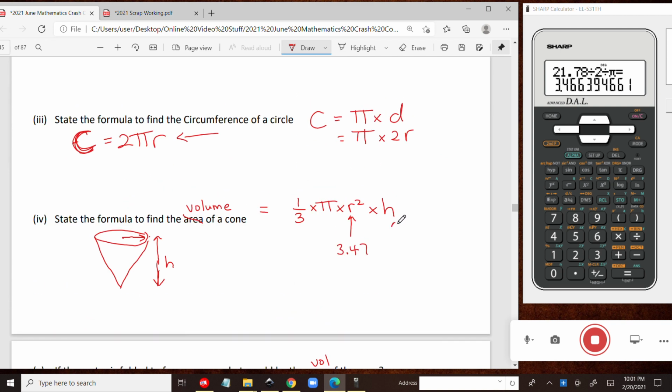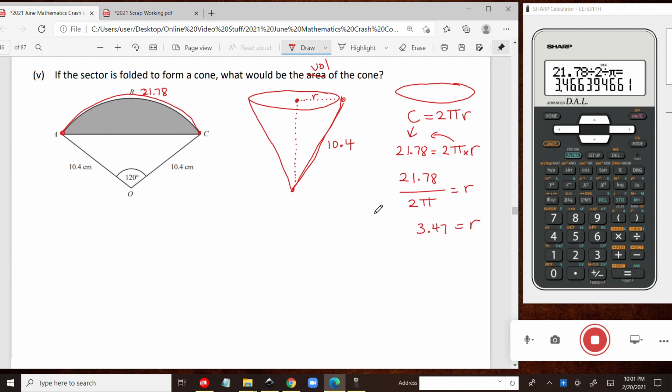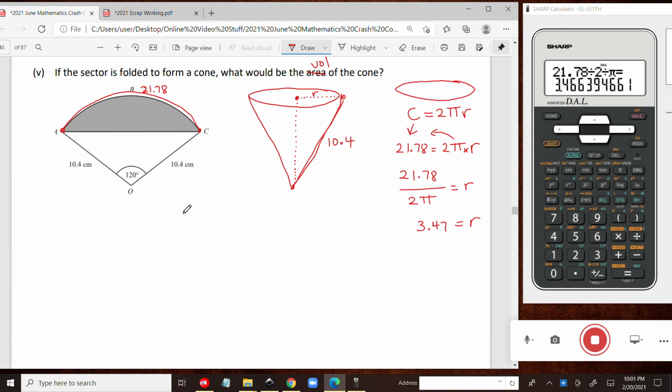We just need the height now. Now we can find the height using Pythagoras theorem. Let's just extract the piece we need. Remember, we just found the radius from here to here to be 3.47. We know the slanted piece here is 10.4. So using Pythagoras theorem, we can find the vertical height of the cone.